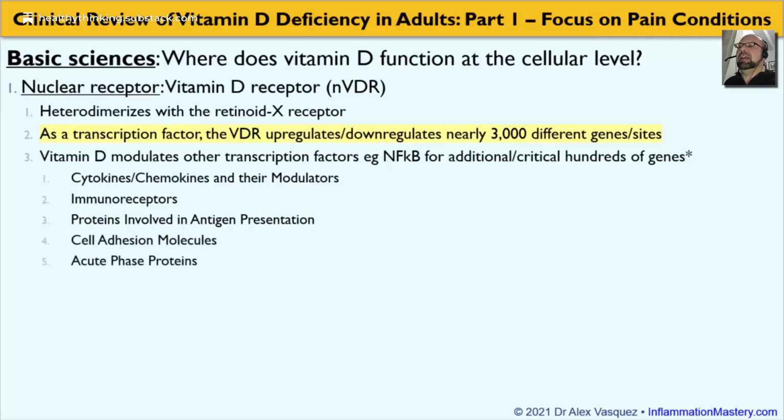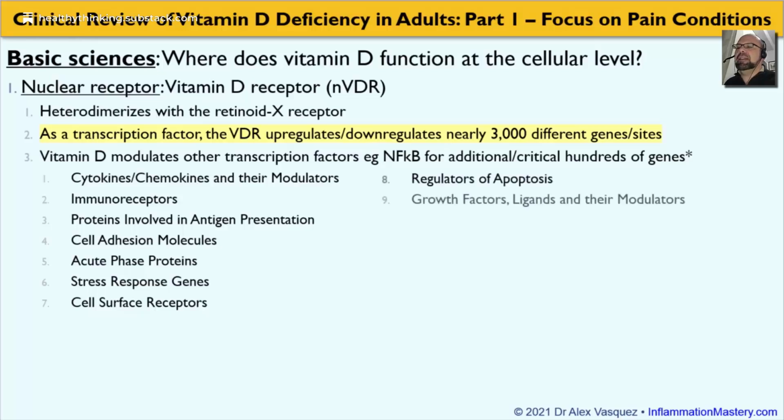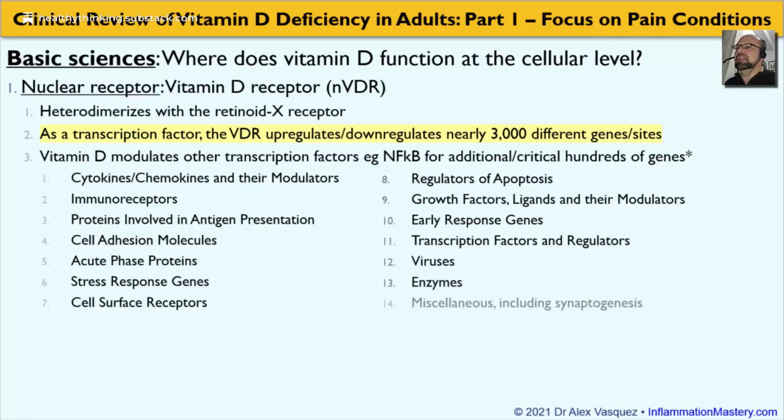So vitamin D, again, by interacting with the nuclear vitamin D receptor, directly affects almost 3,000 different DNA binding sites. Now, when you consider that vitamin D also modulates NF-kappa B, nuclear transcription factor kappa beta, and that transcription factor also modulates another several hundred or several thousand DNA docking sites, then you can truly see that vitamin D affects many, many very important systems within the human body.